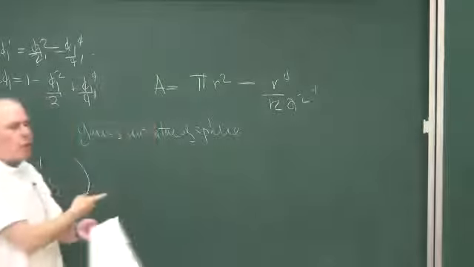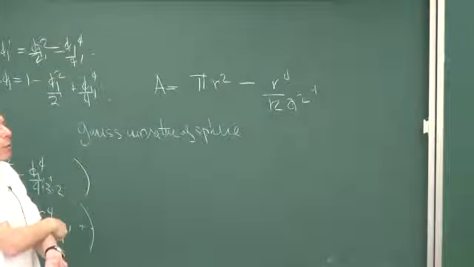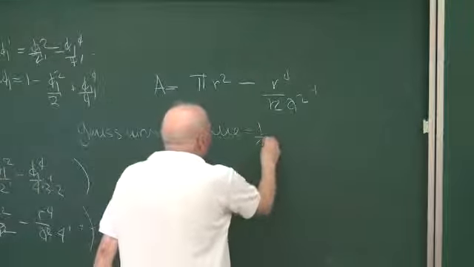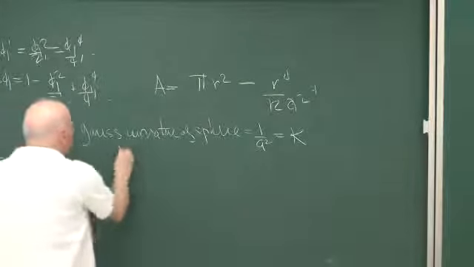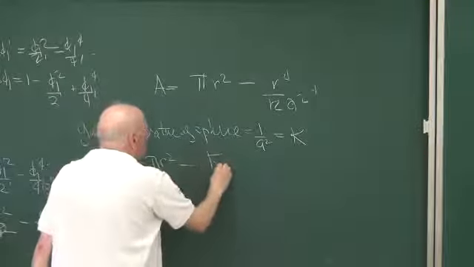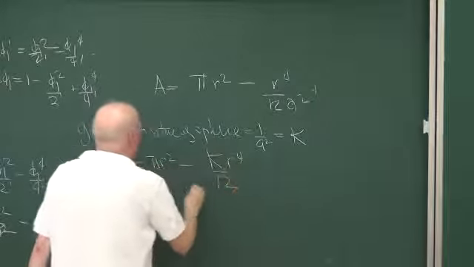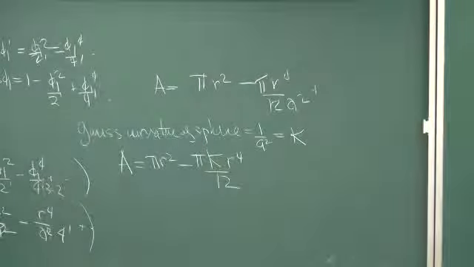Well, remember, it's just 2 circles. The regular curvature of each circle was 1 over a, so the Gauss curvature of the sphere was 1 over a squared, so we'll call that. Okay. So we see the area of the cap is k r to the 4th divided by 12, and I think I need a pi. So far, so good?